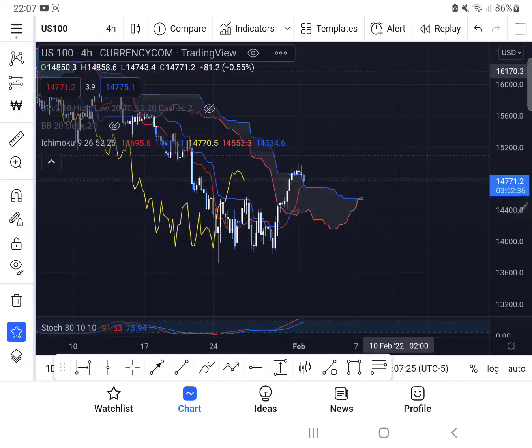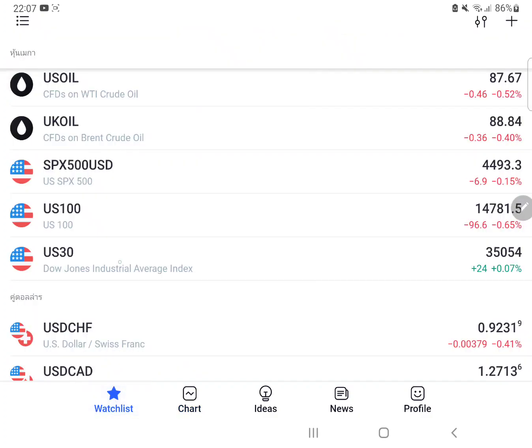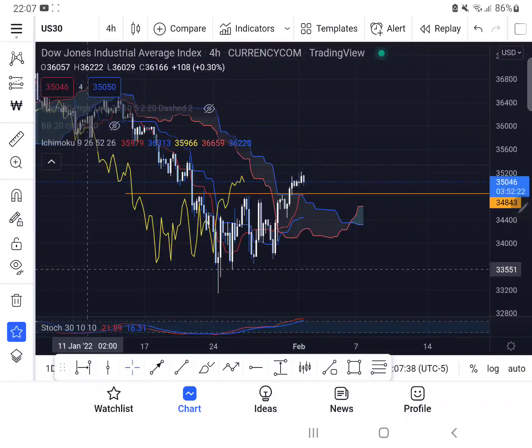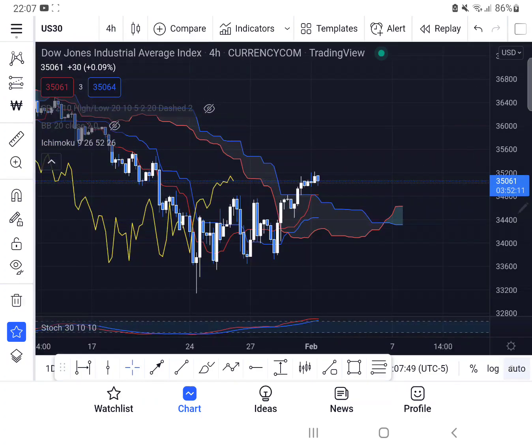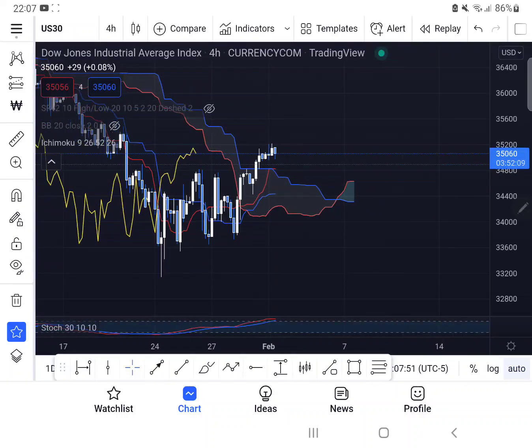For now, on the 4-hour time frame, the Kumo is twisting, but it's so thin, like the S&P before. Okay, it looks like it's the same. Dow Jones, what happened to this? It looks like the American stock market is very much the same, but the Dow Jones looks better on the 4-hour time frame. As you can see, it has much more thickness than the S&P and Nasdaq, right?